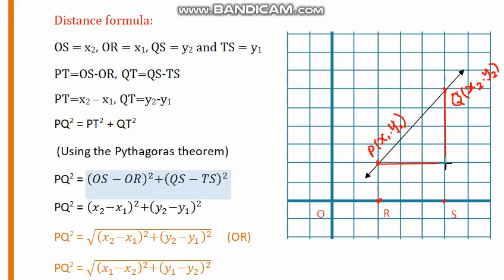So the intersecting point, just name it as T. So this is a right angled triangle. First we need to find out the length of QT and PT. Then only we can find out the length of PQ. How to find out the length of PT? So PT, already we know that.